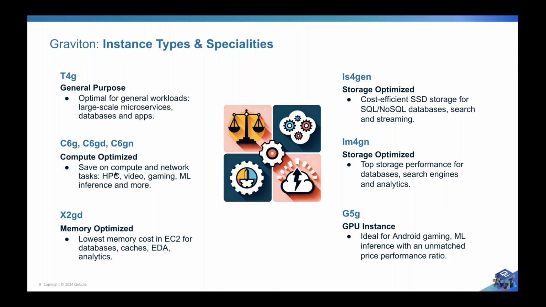C, more compute optimized. X2G, more memory optimized, and basically used for caches, EDA analytics. LS4, again, storage optimized. LM, basically storage performance for databases and other aspects. G5 is for GPU instances, correct? So if you look at these instance types, AWS has brought instances similar to what they have, but more on the Graviton side of it.